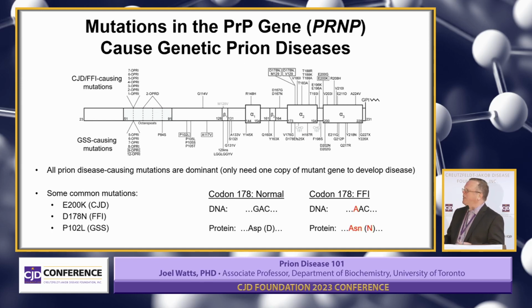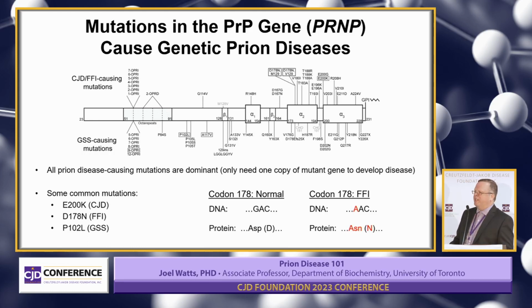So in the genetic prion diseases, there are many different mutations that are known to cause genetic prion disease. Some of the most common ones are E200K, which causes CJD, D178N, which can cause a form of CJD, but more commonly causes fatal familial insomnia, and then P102L, which is a cause of GSS.